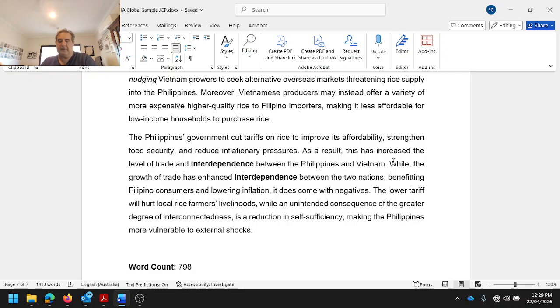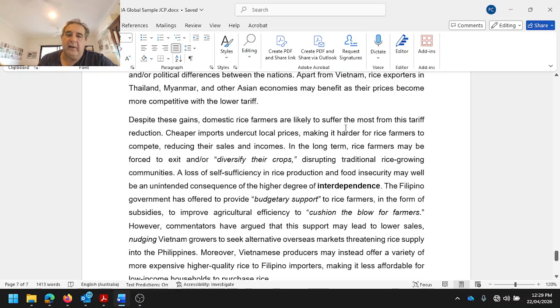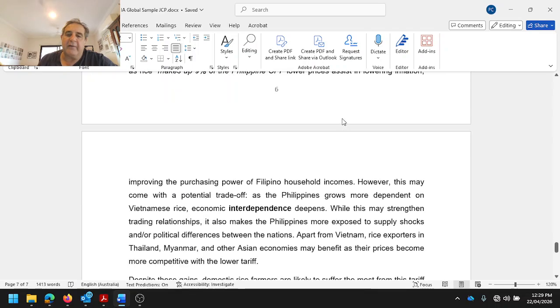You're looking at the effect of, in this case, lowering the tariff. You're looking at the effect on different groups of people, and then you need to make some kind of judgment on whether that change is good, bad, ugly, or indifferent. It doesn't matter what you say, so long as your judgment is backed up by the evidence that you presented in your valuation paragraphs and your analysis.